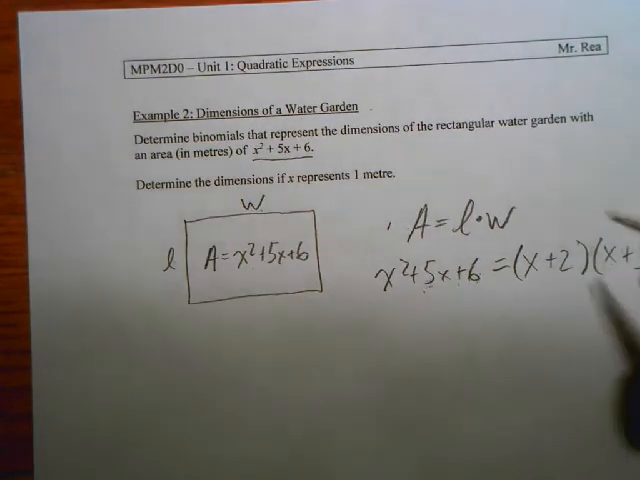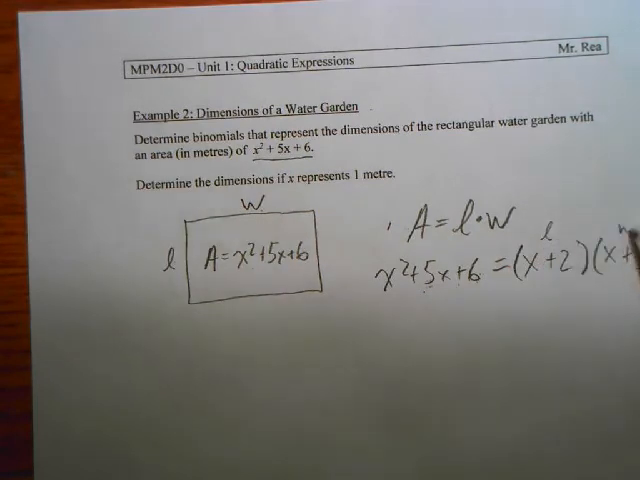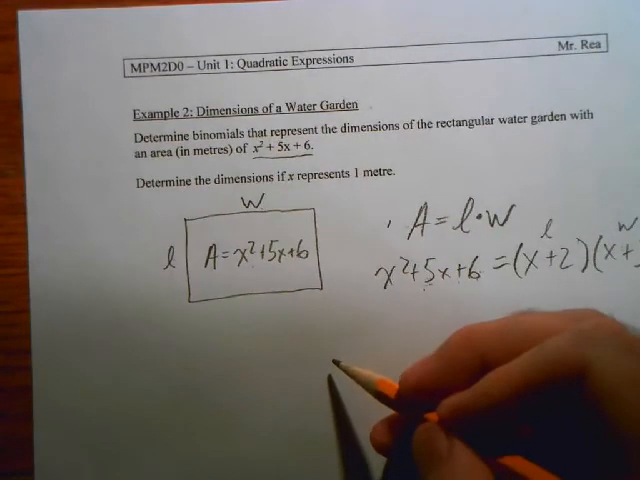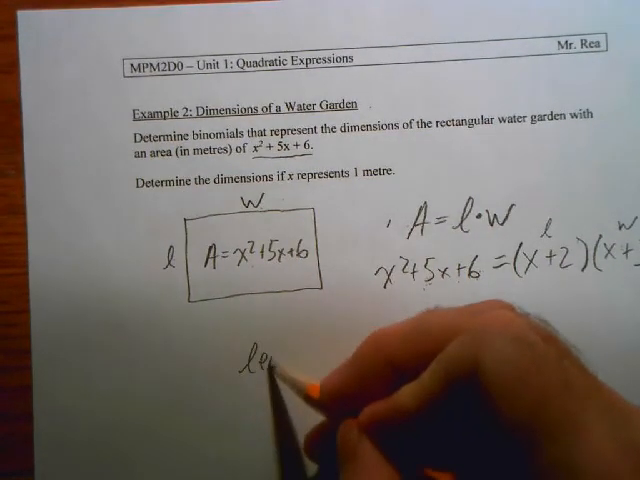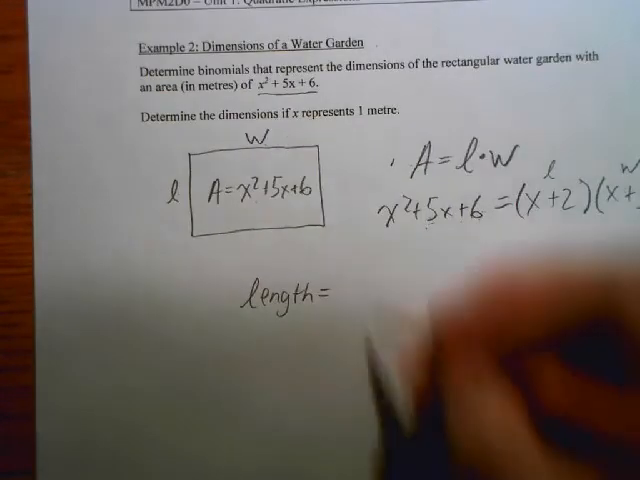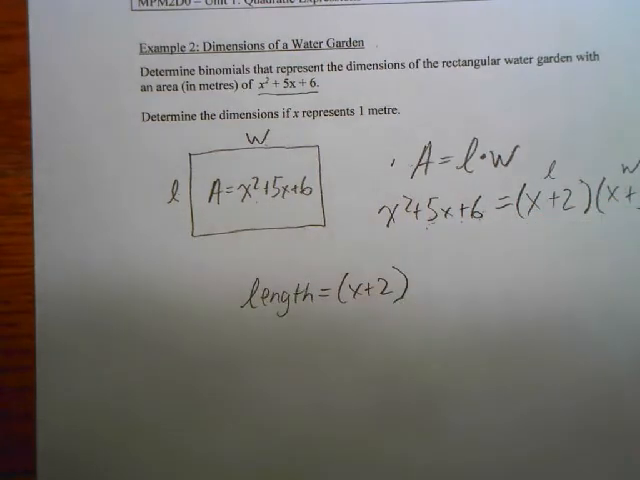So remember what these represented. This is the length and this is the width. Like I said, it doesn't matter which is which to me. So I'm going to put length equals x plus 2. And if I want to be really impressive, I'm going to put the units here.